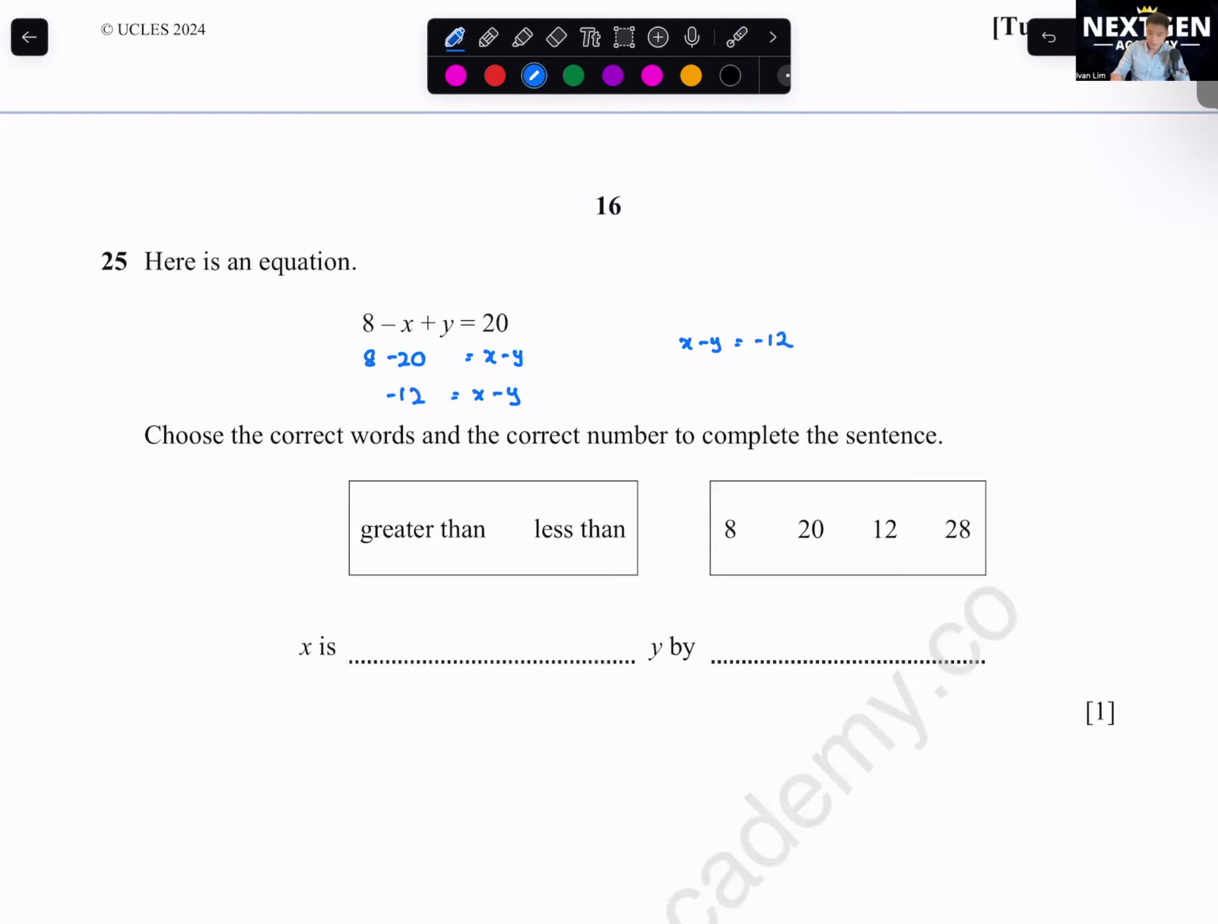So this is how we can read it. X is what? Greater than or less than? Because x minus y will be equals to minus 12. So x is a smaller number, right? Y is the bigger number. So we can say that x is less than y by 12 because x minus y equals to minus 12.